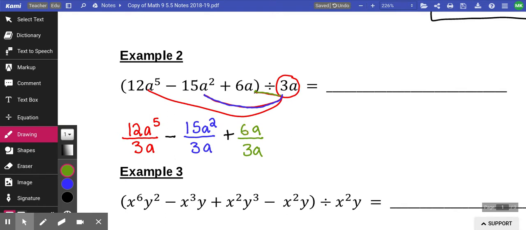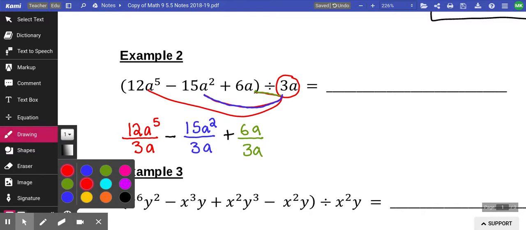And again, you then just do each term individually, just like multiplication, right? We distributed multiplication, and then we calculated. So if you look at the first fraction, we have the red fraction. We have 12 divided by 3. 12 divided by 3 is 4, right? 3, 6, 9, 12. A to the power of 5 divided by a to the power of 1 becomes a to the power of 4.